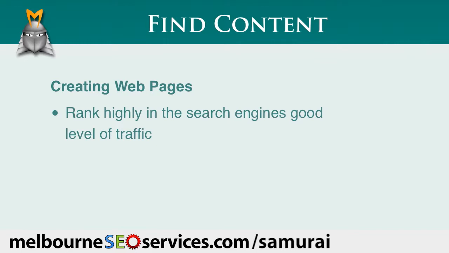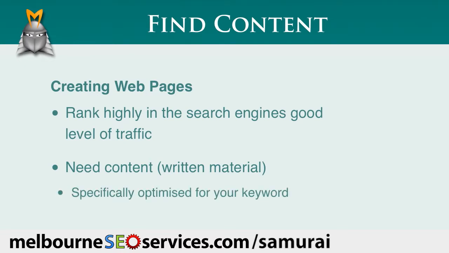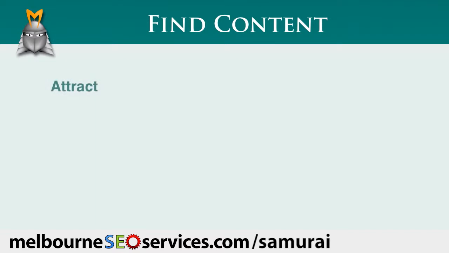Of course, in order to create such a page, for example on our website or blog, we need content. We need written material that we can put on our page. We can't just write content about anything. We need to write content that is specifically optimized for the keyword we want to rank for. And some people really struggle here. We need content both to attract the search engines, and we need content for our visitors to read and to engage with. So the question becomes, how do we get our hands on some good quality written content?